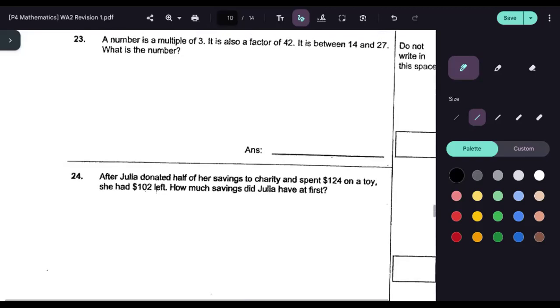Next, a number is a multiple of 3, is also a factor of 42, is between 14 and 27. What is the number? Okay, firstly, factor of 42, 1 times 42, 2 times 21, and multiple of 3, we have 3, 6, 9, 12, 15, 18, 21, 24. Okay, so the answer will be 24.